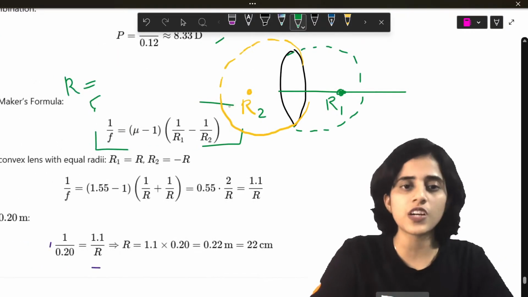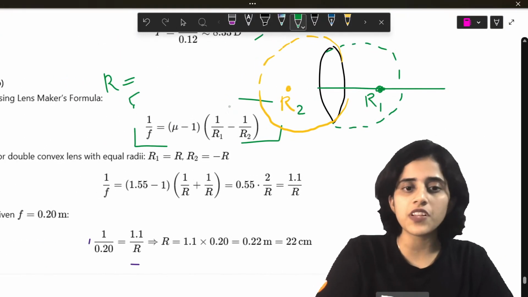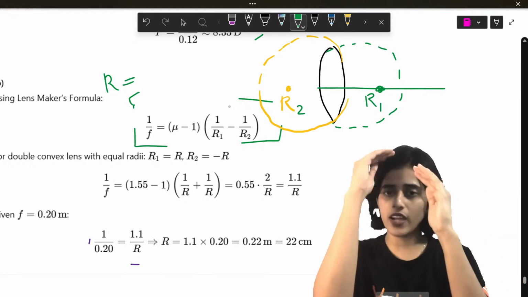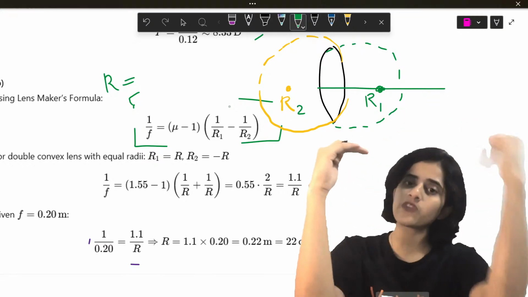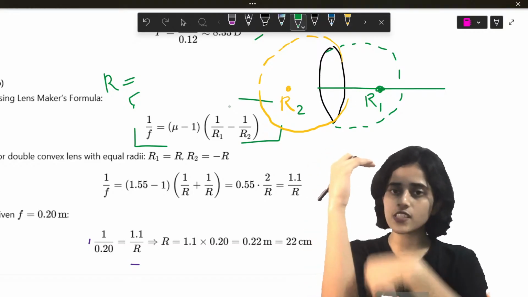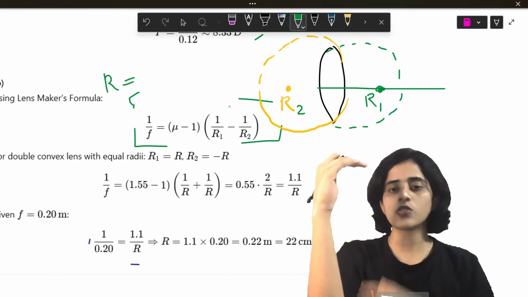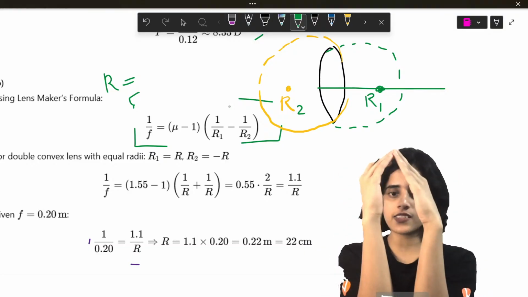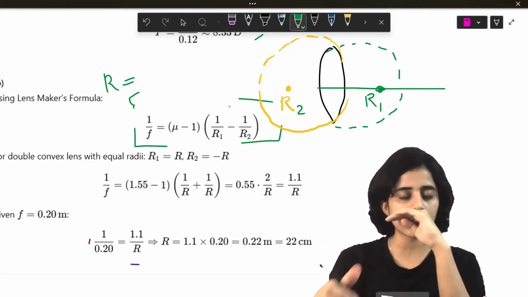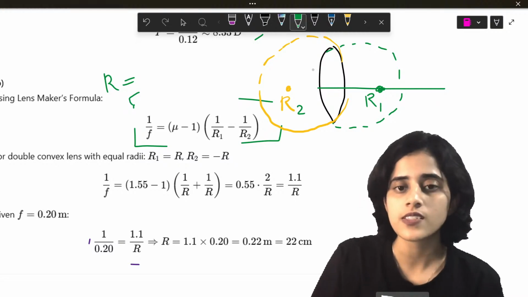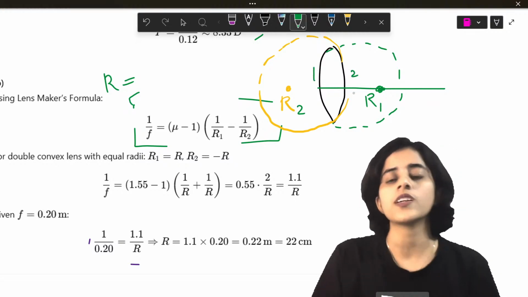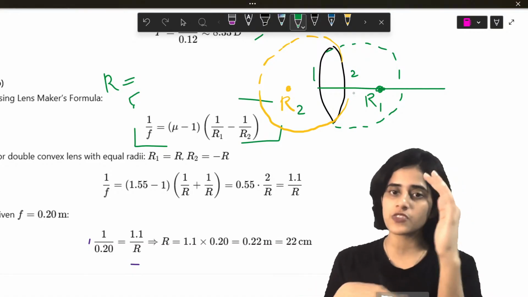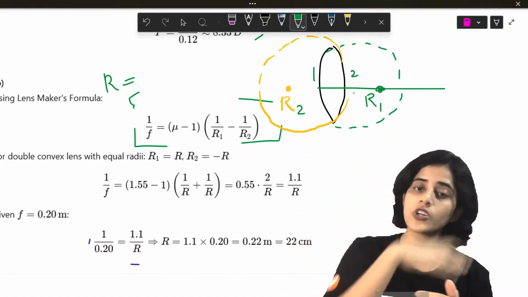What is radius of curvature, students? Radius of curvature is when you have a lens and this lens is part of a sphere, right? So this lens is part of a full sphere, and the radius of that sphere is the radius of curvature. Now these two surfaces, I've drawn them to be part of two spheres. This is surface 1, this is surface 2. So the radius of curvature because of surface 1 is R1, the radius of curvature because of surface 2 is R2.